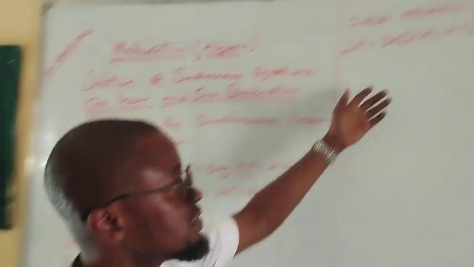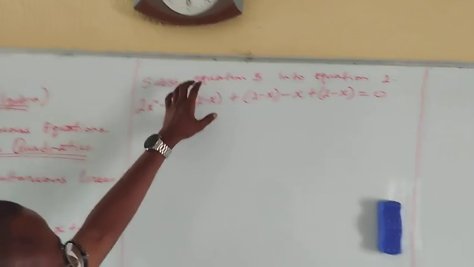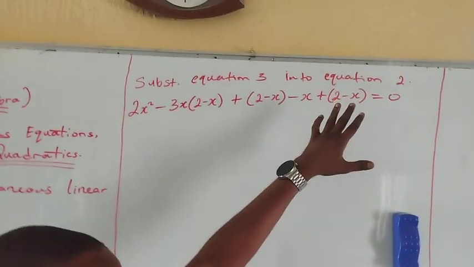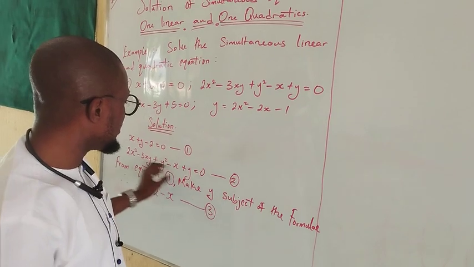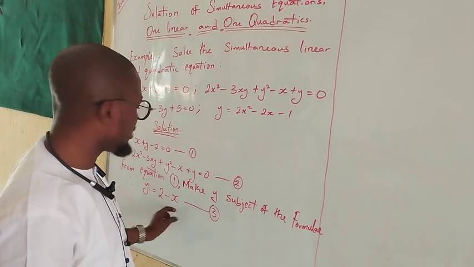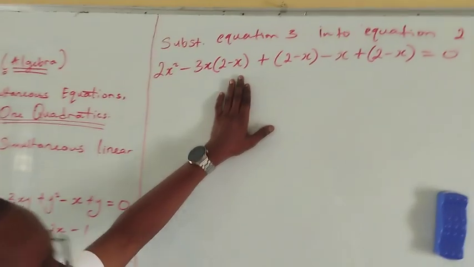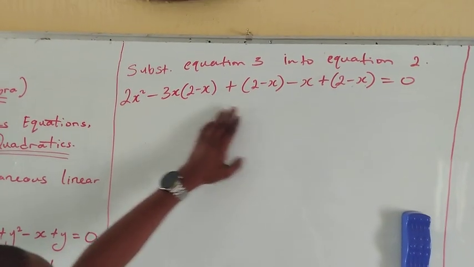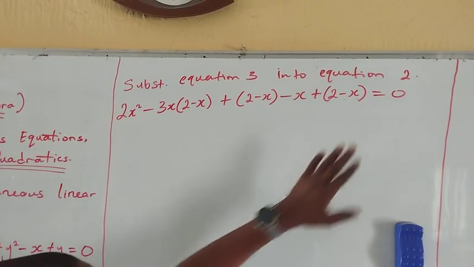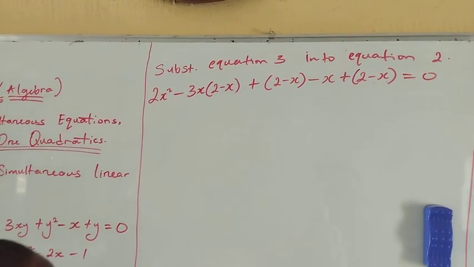So, what is the next thing to do? What we need to do now is substitute equation 3 into equation 2. That means anywhere we see the value of y, which is 2 minus x, we'll replace it in equation 2 with 2 minus x. And that is what we have done here. We have replaced all the y with 2 minus x, 2 minus x, and 2 minus x. So what we need to do now is expand the bracket.